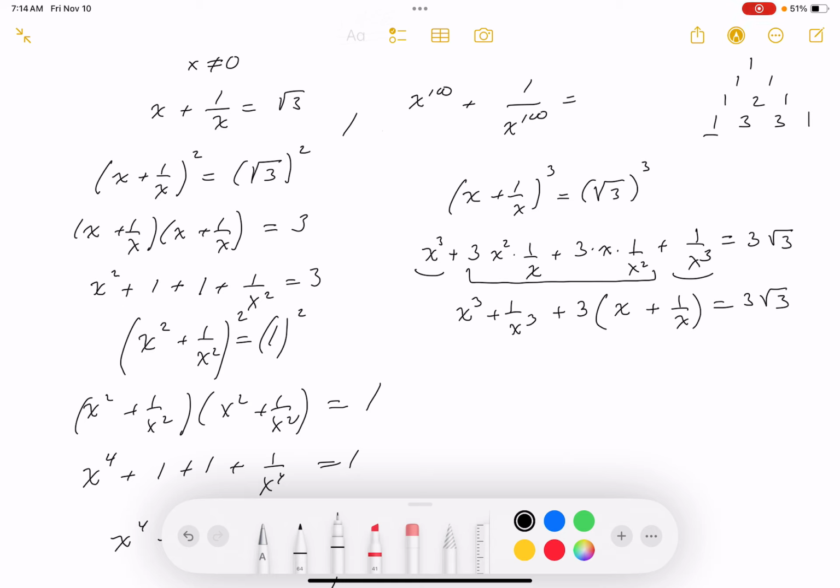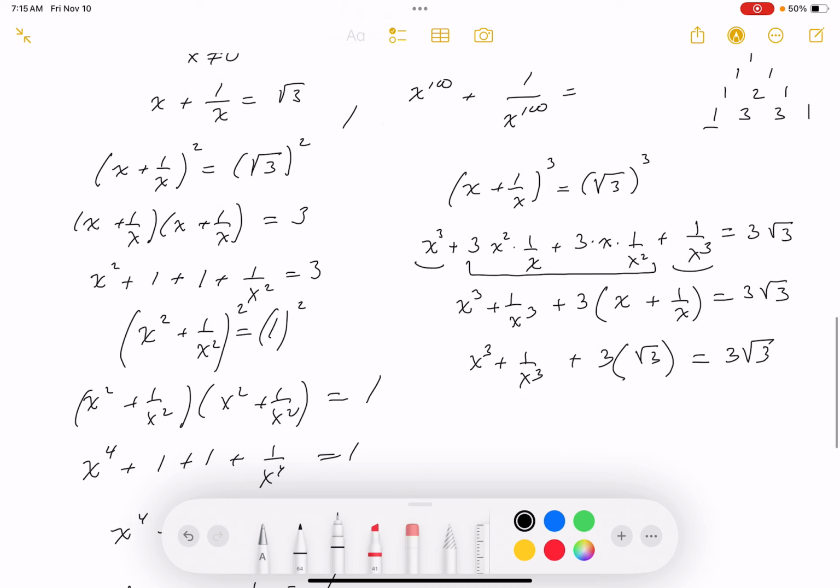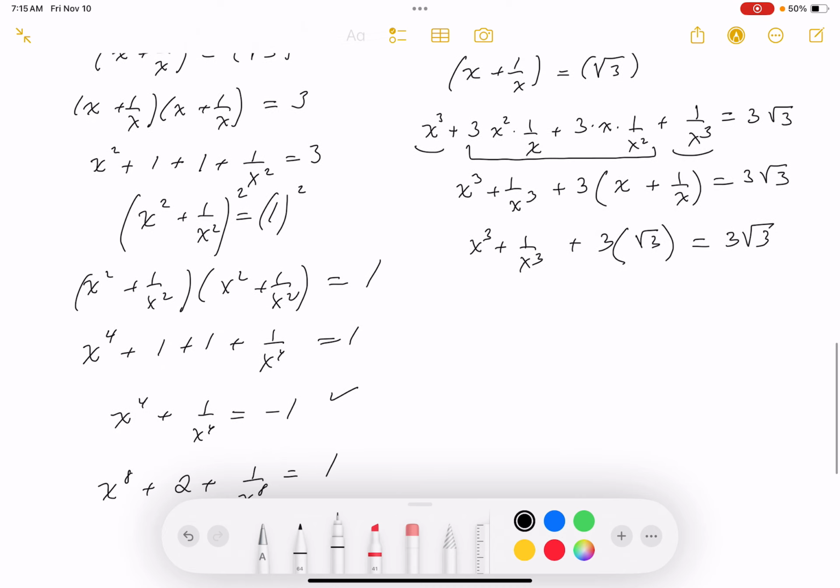What do I notice? I notice that x cubed plus 1 over x cubed plus 3 times, and what's x plus 1 over x? Let's make sure I did that right. That's x. Yeah, I did okay. Is going to be root 3. And that equals 3 root 3. All right. What do I notice now? It's kind of unusual. I noticed that x cubed plus 1 over x cubed is equal to 0.